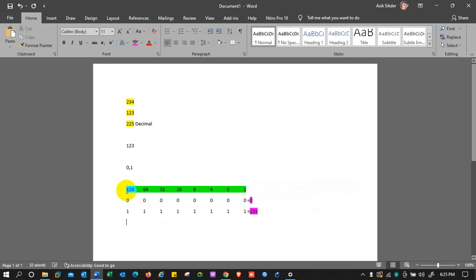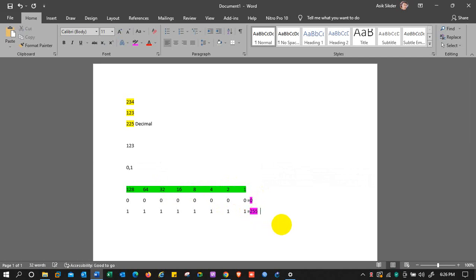Whenever we add one after another, a plus sign goes before each of them. If we go 128 plus 64, the number will be 192. And 192 plus 32 gives 224. If we add 16 more, the number will be 240. Another 8, then 248. Another 4, 252, and then the last 2 and 1, that means 3, will be added, and the final number will be 255.